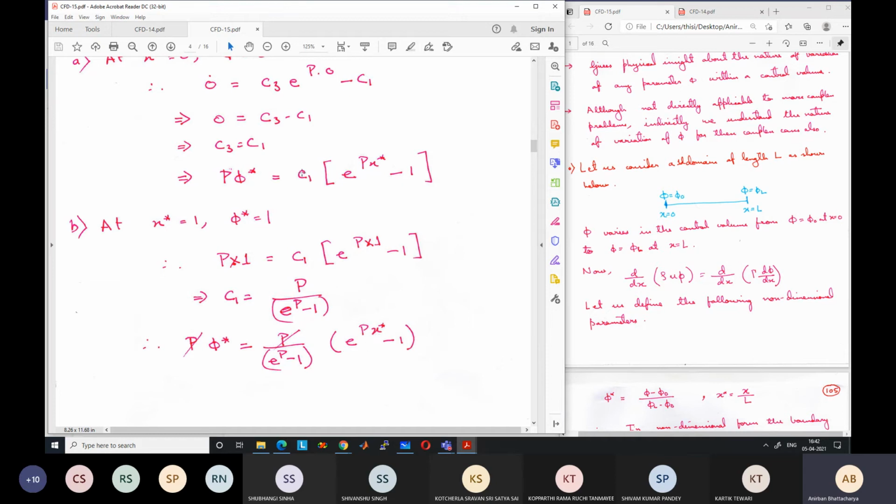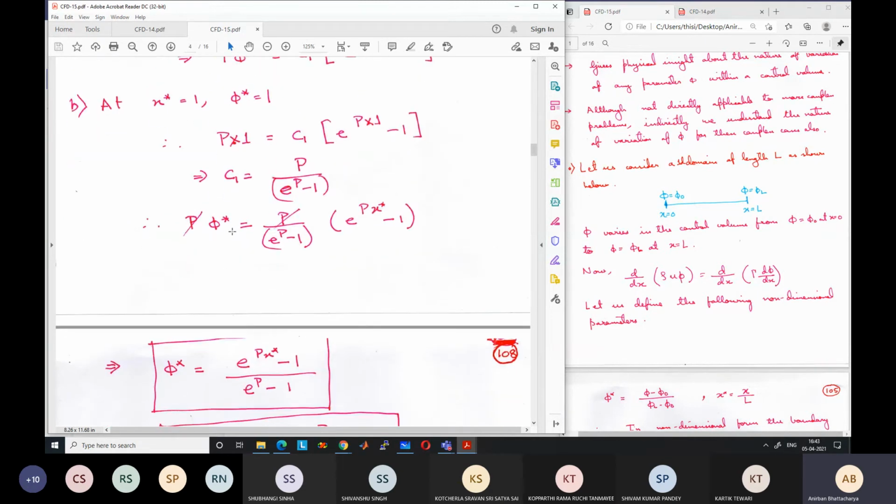Okay, by plugging the C1 value here, P gets cancelled, and we are ultimately left with phi star is equal to e to the power Px star minus 1 by e to the power P minus 1. This is the final form of phi star while using the boundary conditions.